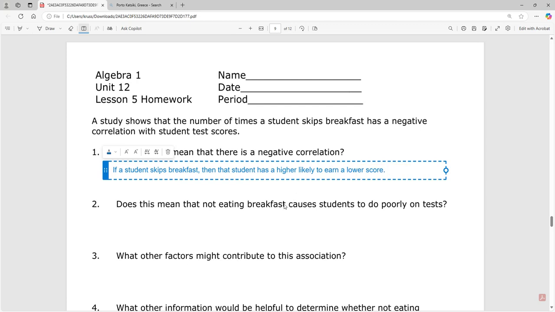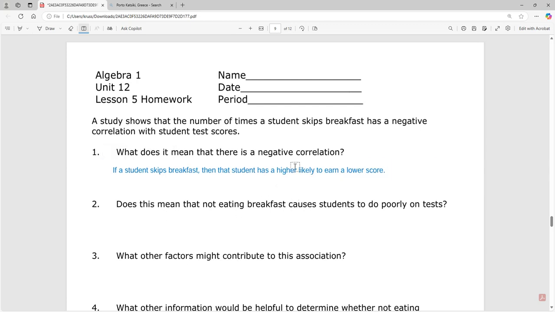Does this mean that not eating breakfast causes students to do poorly? No. The correlation is one of the things that might affect the score, right? There could be other contributing factors. So what other factors might cause this association? Correlation is it could be a thing. There was some recognized data to support this, but it's not necessarily the reason why. So what other factors might contribute to someone who misses breakfast and doesn't do well?